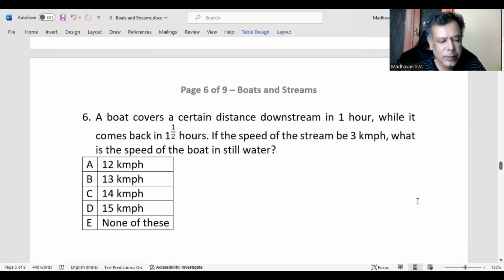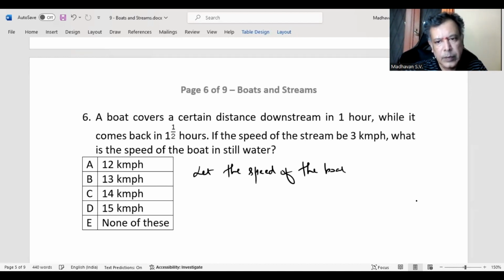Question 6. A boat covers a certain distance downstream in 1 hour while it comes back in 1.5 hours. If the speed of the stream be 3 kilometers per hour, what is the speed of the boat in still water? Let the speed of the boat in still water equal x kilometer per hour.